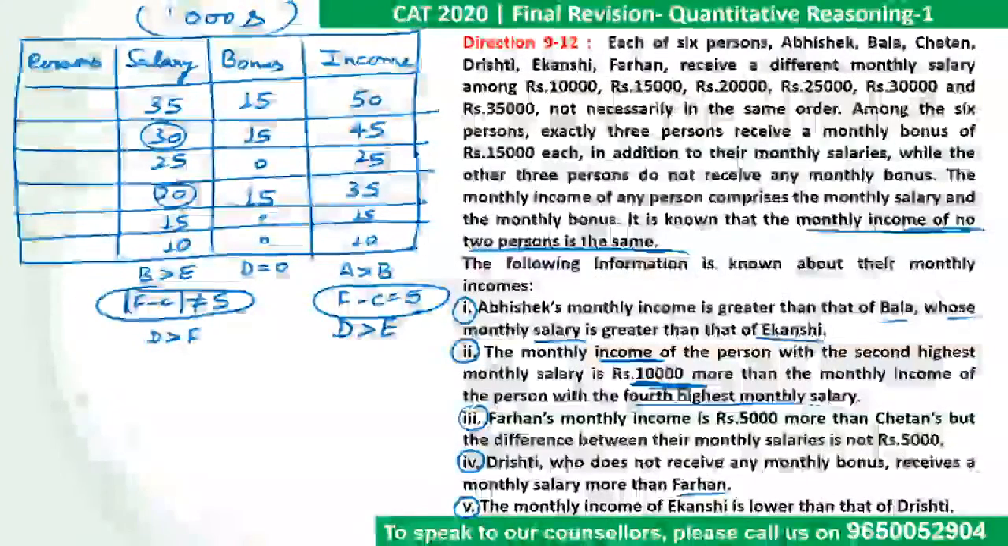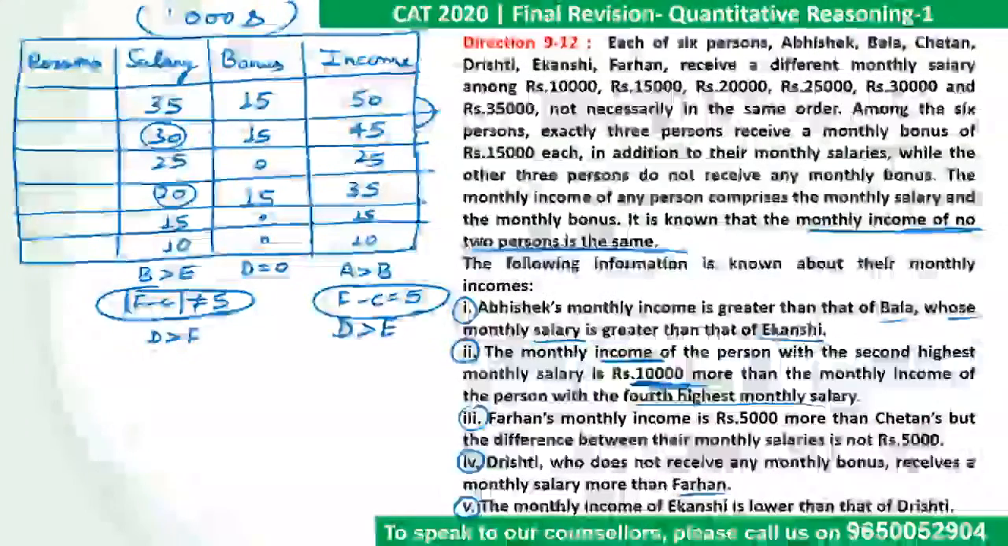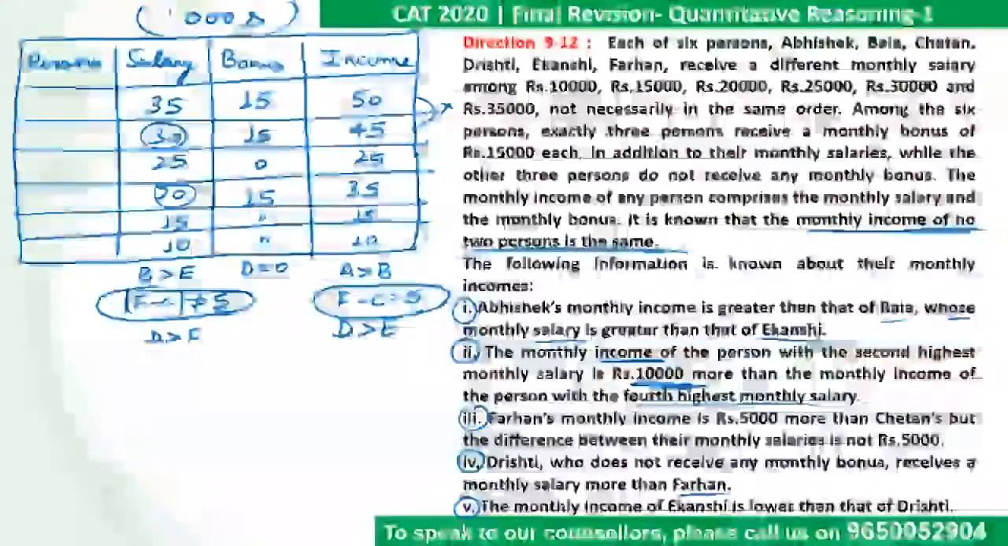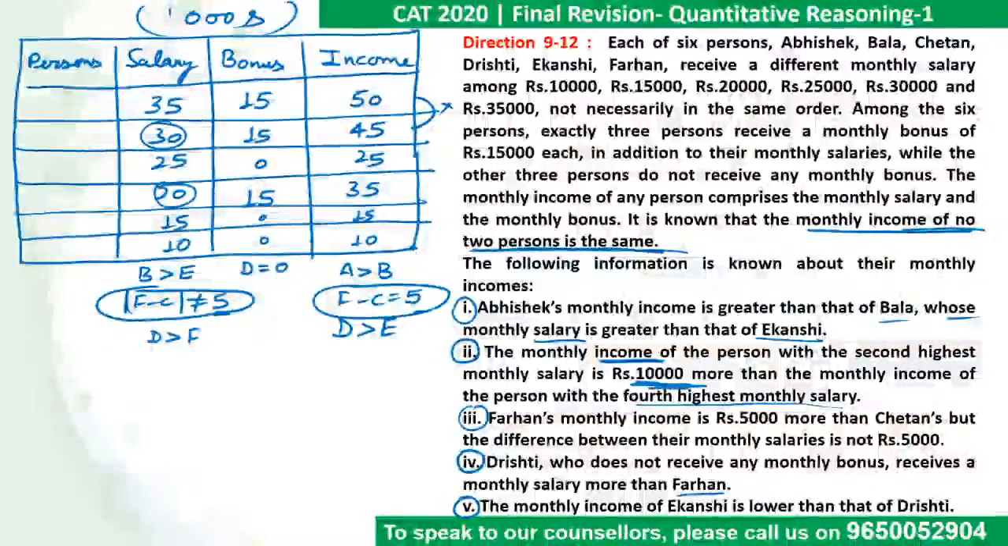But difference in salary cannot be 5. Can I take 50 and 45? Answer is no. Why? Because difference in salaries is also 5. So not possible. Now 45 and 35, 35 and 30, no, that is not possible. Another case might be 15 and 10. But this is again not possible because again the difference in salaries is 5. So basically we are not getting any solution for F and C that is satisfying both of these conditions.